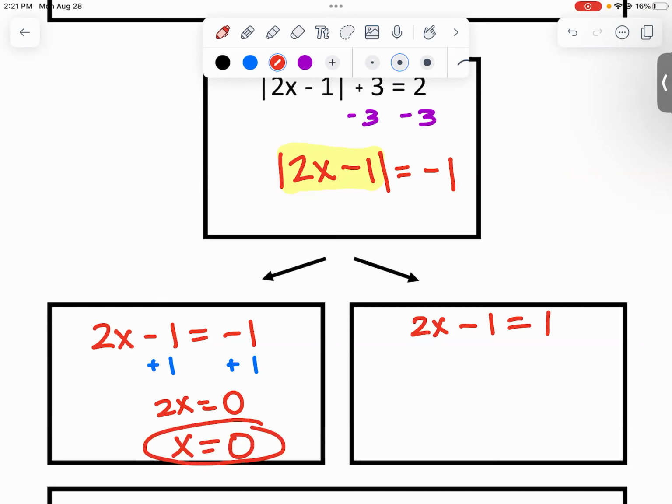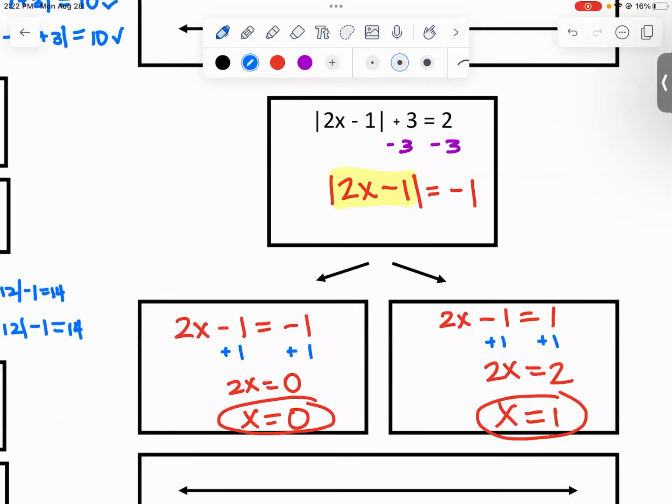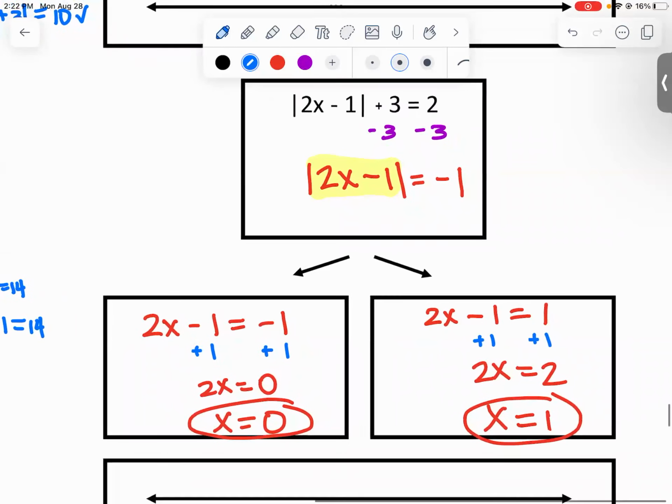Okay. Over here, if we add 1, 2x equals 2. So what does x equal? Let's check it. The absolute value of 2 times 0 minus 1 plus 3. What does that equal? It would equal 4.